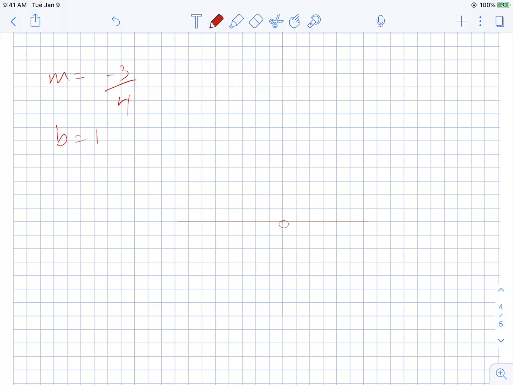Here's our 0. So our b value is 1, and now what we're going to do, remember this is our rise over run. So our rise is -3, so we're going to count down 3. 1, 2, 3, and then we're going to count over 4. 1, 2, 3, 4. Down 3, over 4. And you're always counting to the right, and we could do that forever and ever and ever, and every point would fall on this beautiful little line that I've drawn here. Excellent.